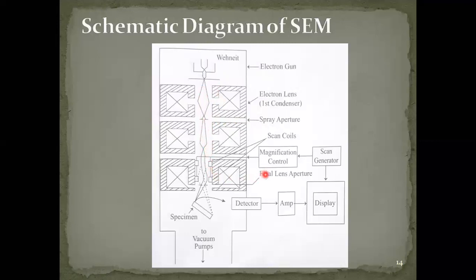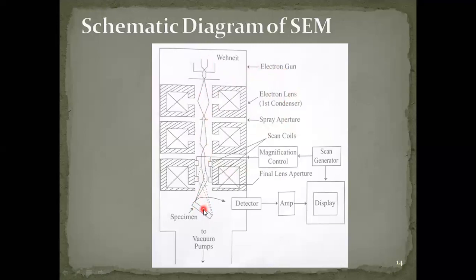So this final lens determines the diameter of the spot size of the beam. A decrease in the spot size gives an increase in the resolution. A decrease in the electron beam gives an increase in the resolution and depth of field without any loss of brightness. So we have the electron gun, condenser and spray apertures, final lens aperture, and the electron beam is coming and falling on the sample. So this is about the electron column.